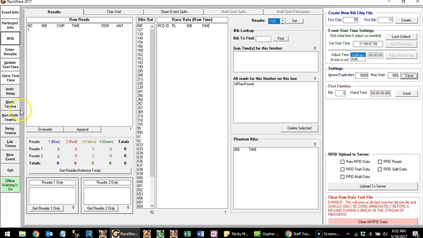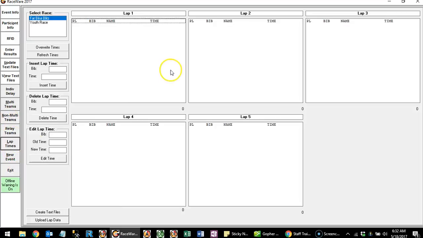The absolute only drawback to this lap times concept is if there's a missed read on a lap. That hasn't happened yet, but if there is a missed read on lap one for someone, then when they come by the second time, it'll show their first lap, and that's when you have to start inserting times, and it's pretty easy to do. That's the only concern, and since we have such good read rate with our system, it hasn't been an issue.